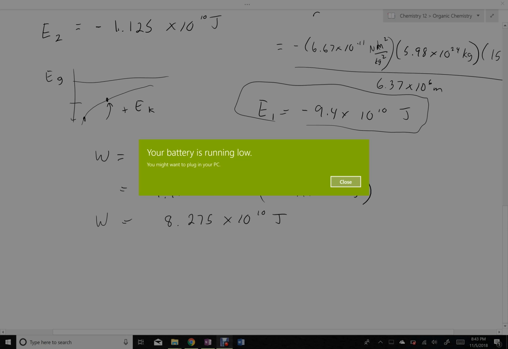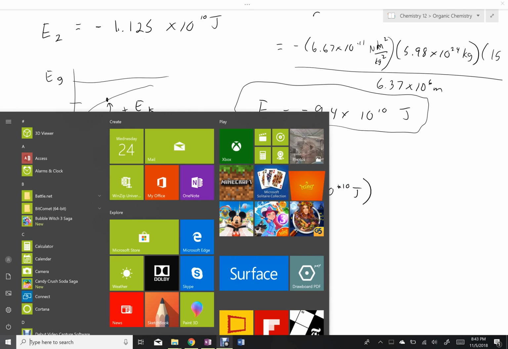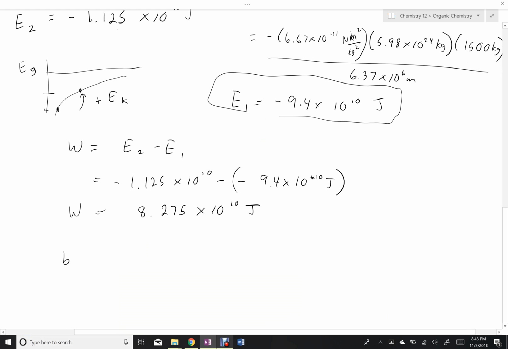Part B of this question, I'm just going to attach to my thing here so I don't run out of batteries. There we go. Part B here says how much energy to get it completely free.